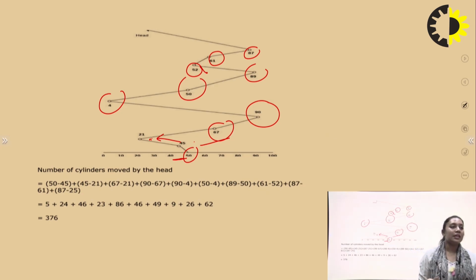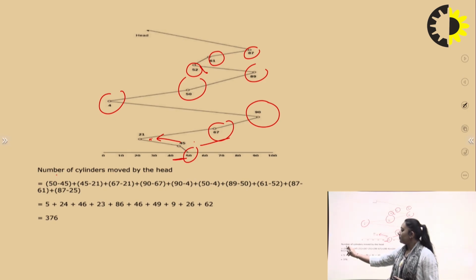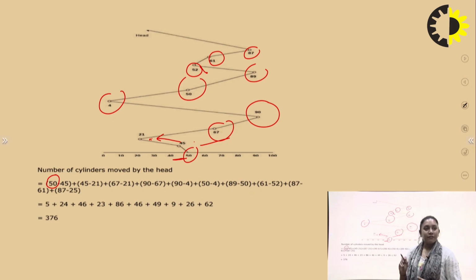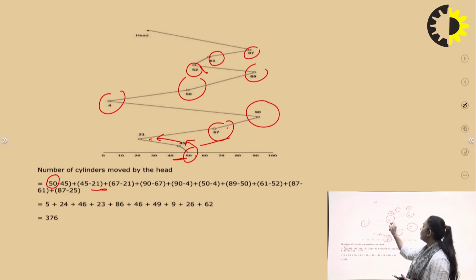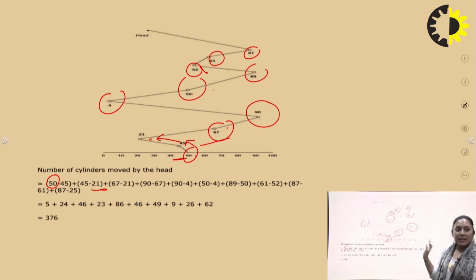So how can you calculate the head movement in the FCFS algorithm? First, the head starts at 50. After that, from 52 we go to 45, so we subtract, 45 to 21 subtracted, then plus 67 minus 21, then plus 90 minus 67, then 90 minus 4, plus 50 minus 4, then 50 minus 89. You can go on like this and calculate the number of head movements in the FCFS scheduling algorithm.